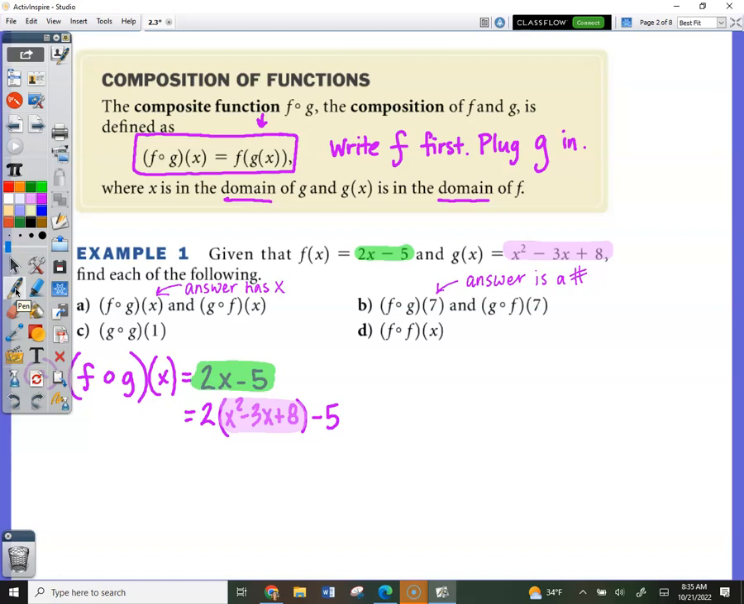That's all it is. But you do have to clean it up. So, setting it up is the hardest part. Then it's just a matter of your Algebra 2 skills with cleaning it up. We're going to distribute the 2 to just the stuff in the parentheses. Notice the negative 5 does not get multiplied by 2. Then we're going to combine those like terms at the end.